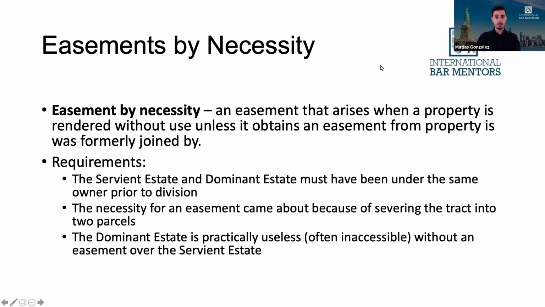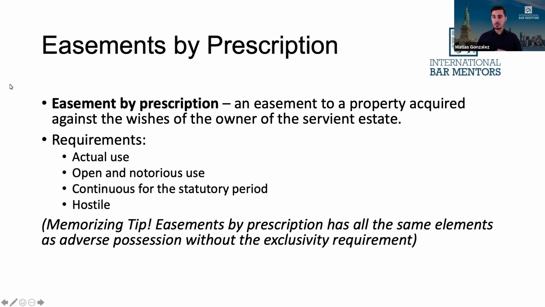So the next kind is an easement by prescription. So what is an easement by prescription? An easement by prescription is an easement that is acquired, okay? So the property right to use another person's land for a specific use is acquired against the wishes of the owner of the servient estate, right? The land that is going to be used for the easement. And you might say, well, that doesn't sound fair. Why would you let someone use another person's land if that person didn't want to do it?